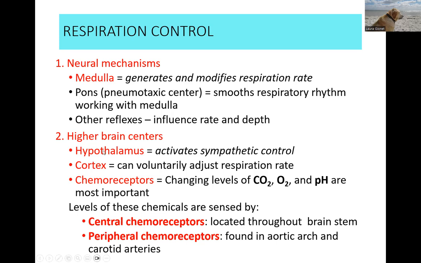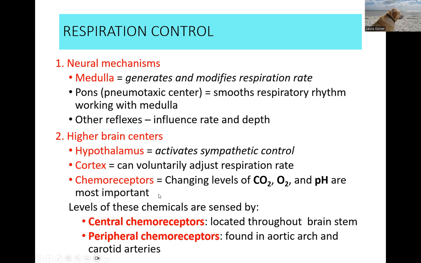So higher brain centers. The hypothalamus activates the sympathetic control. The cerebral cortex can voluntarily adjust the respiratory rate. And what we mean by that is I can say, okay, I want you to hyperventilate right now. Breathe as fast as you can. See, that's what they mean about adjusting your respiratory rate by the cortex, or me asking you to take a breath in and hold it.